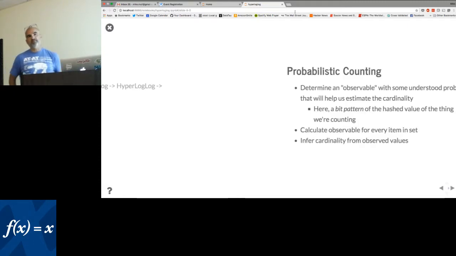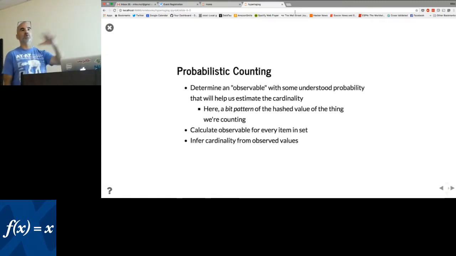So I think this is probably the key idea in this whole lineage of algorithms. This is from the 1985 paper, and the idea is what they call probabilistic counting. Roughly speaking, you take the item that you're trying to count, you compute a hash function on that item, and then there's something about that hash function that you can keep track of that will later allow you to estimate the cardinality. In the case of probabilistic counting, it was a bit pattern, and I'll talk more about that in a second.